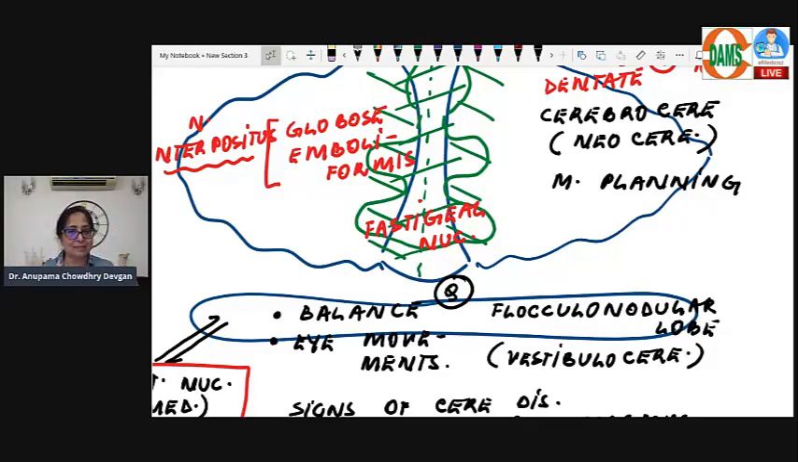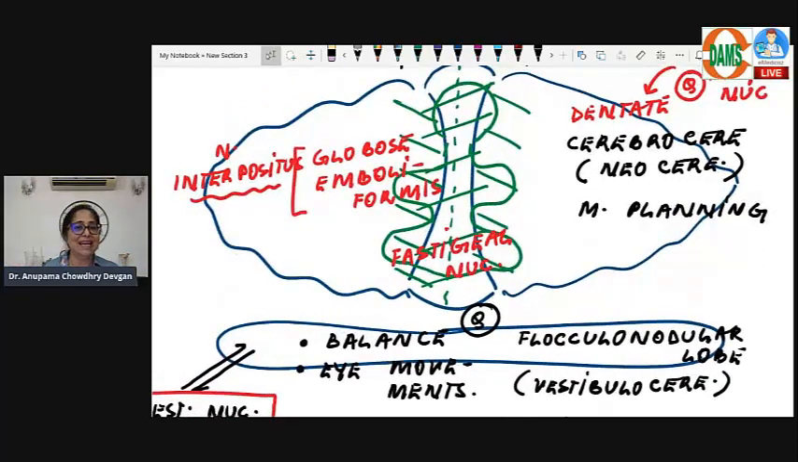So 4 pairs. Fastigial is for the coordination of axial muscles. Globose and emboliformis are for coordination of distal muscles. Together they are also known as nucleus interpositus. The 4th is dentate, which is involved in motor planning. Anything else? Repeat the nuclei. Yes, fastigial is for axial muscles.